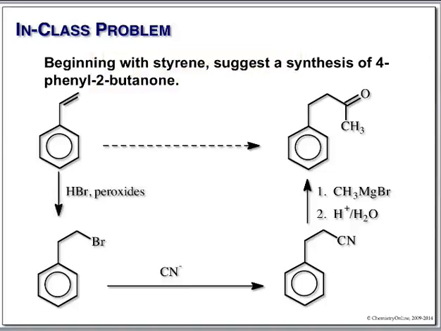So going forward, take styrene, HBr, peroxide, make the bromoalkane. React that with cyanide to make the nitrile. Add our second carbon as a Grignard and make our carbonyl. Isn't that fun? Let's do one more.